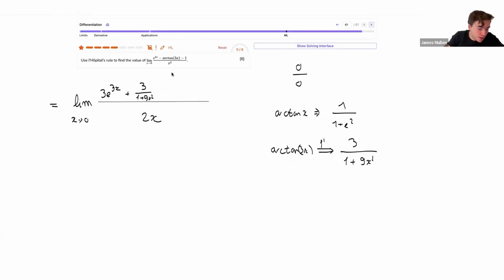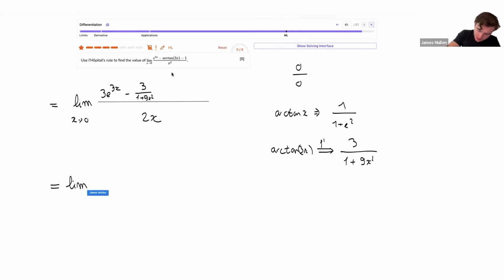Let's check what happens. If I plug in x is equal to 0, I have 3 e to the 0 is 3 times 1 is 3, and then I have 3 over 1 plus 9 times 0 is 3. Sorry, this is supposed to be a minus because there's a minus arctan of x. That gives me 3 minus 3 is 0 in the numerator and 0 in the denominator. So still have 0 over 0. So I need to use L'Hopital's rule again.